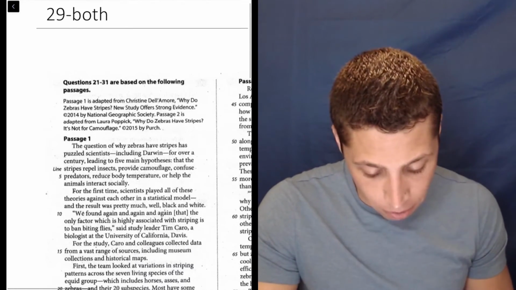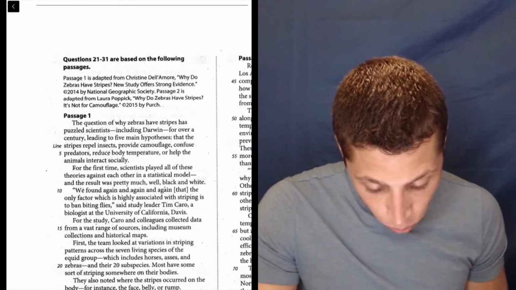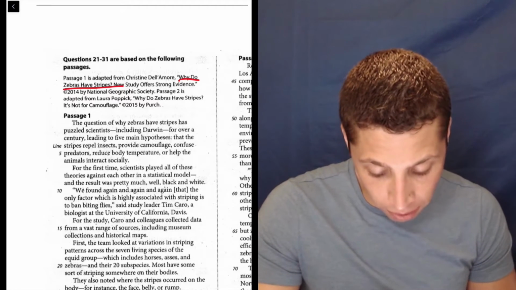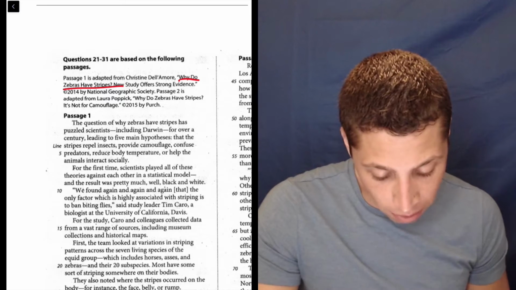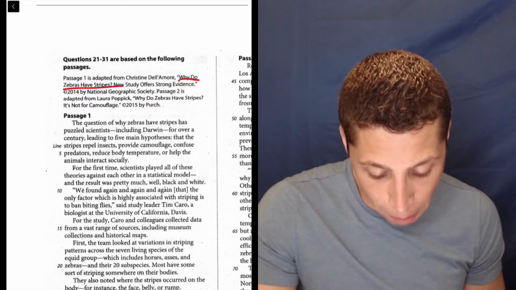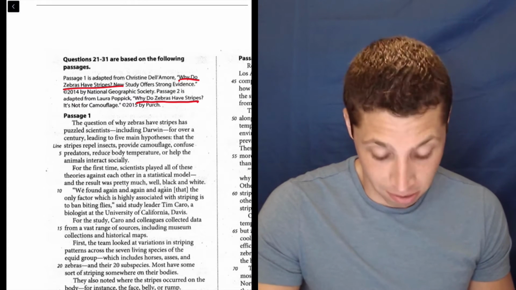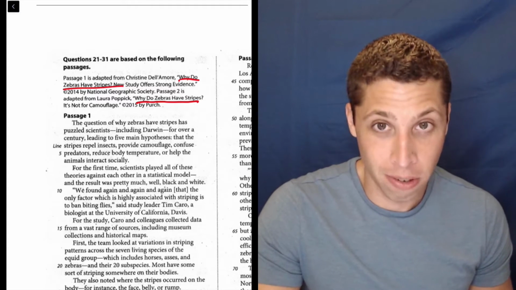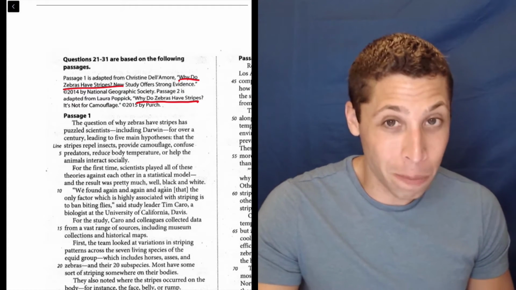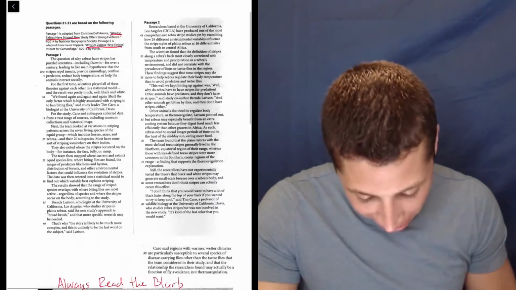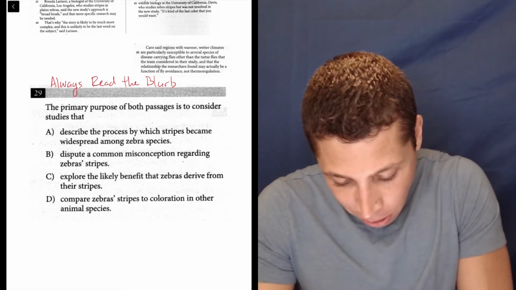Passage 1 is adapted from Christine Delamore. Why do zebras have stripes? New study offers strong evidence by the National Geographic Society. Passage 2 is adapted from Laura Popick. Why do zebras have stripes? It's not for camouflage. 2015 by Perch. So what are both passages doing? Trying to figure out why do zebras have stripes. That's what we want here.